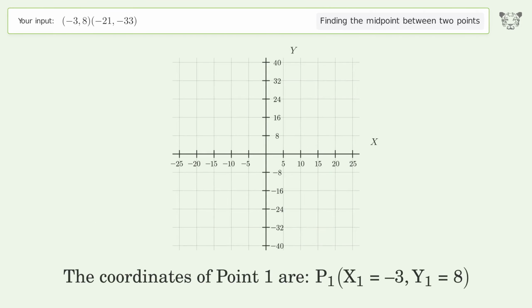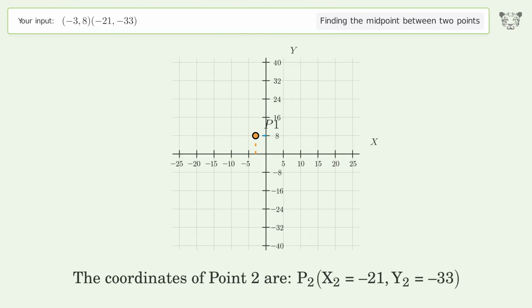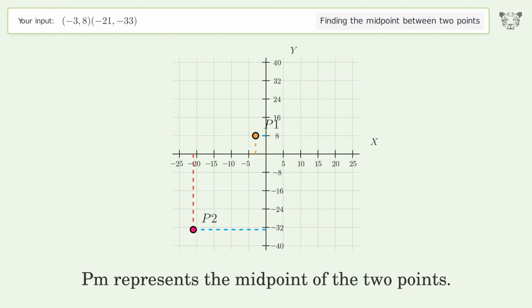The coordinates of point 1 are, x1 equals -3, y1 equals 8. The coordinates of point 2 are, x2 equals -21, y2 equals -33. PM represents the midpoint of the 2 points.